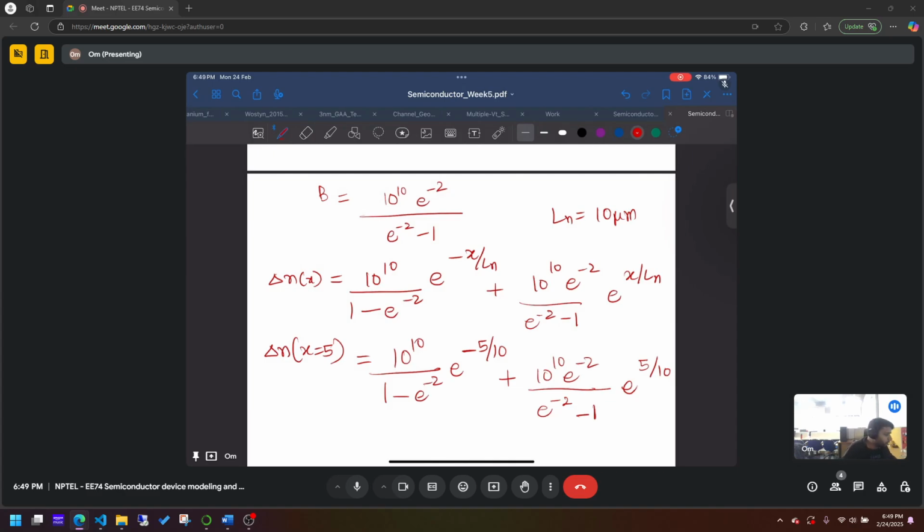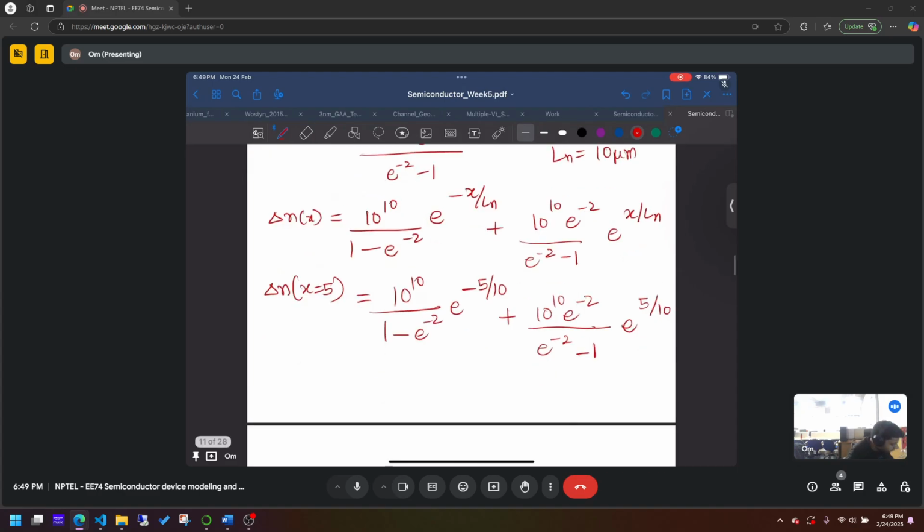Now we just have to solve this, and if we solve this, what we will get is delta n of 5. This is the answer, which is option C.